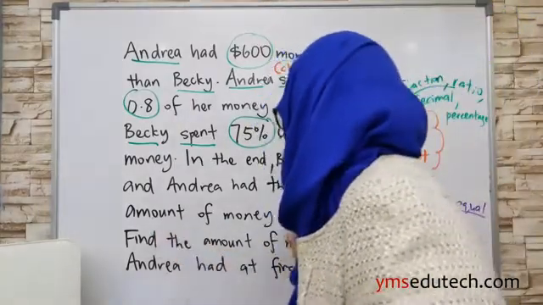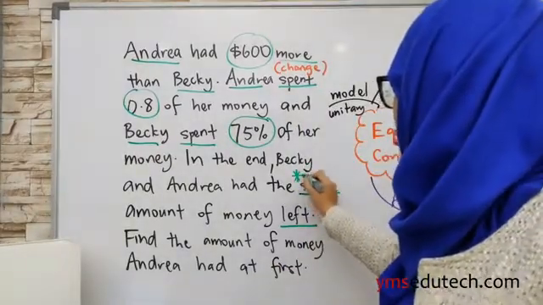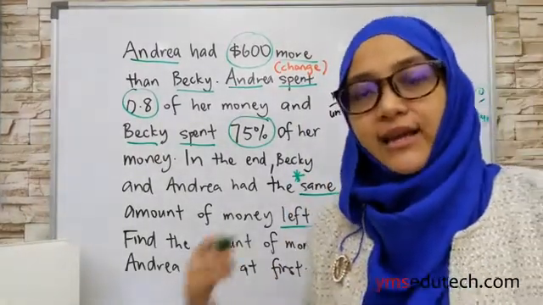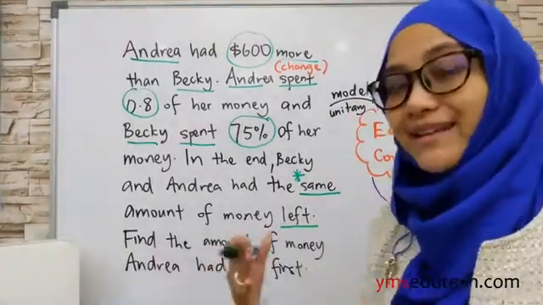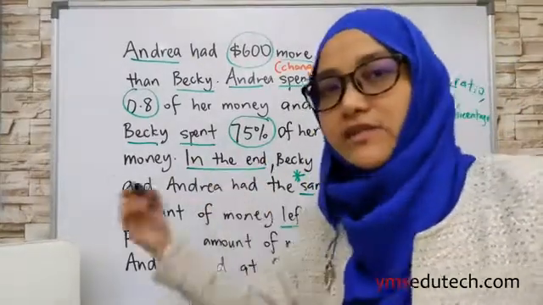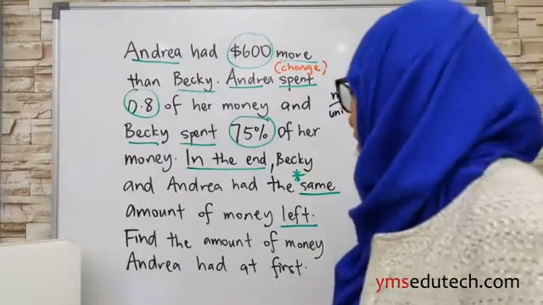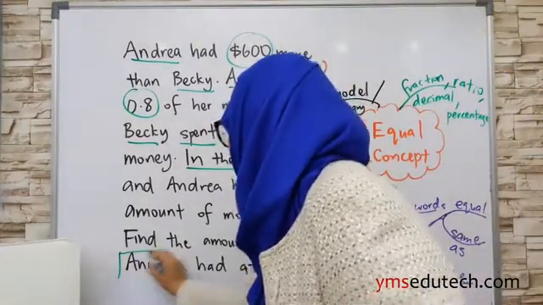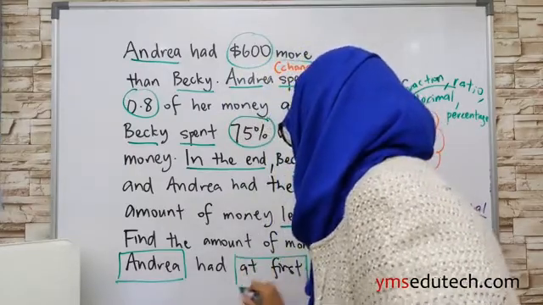In the end, Becky and Andrea had the same amount of money left. So this is the keyword that shows that this is an equal concept type of problem, the word same. So when did they have the same amount of money? In the end, after they have spent. Okay, so what are we asked to find? Find the amount of money Andrea had at first. So we are interested in Andrea's money at first.